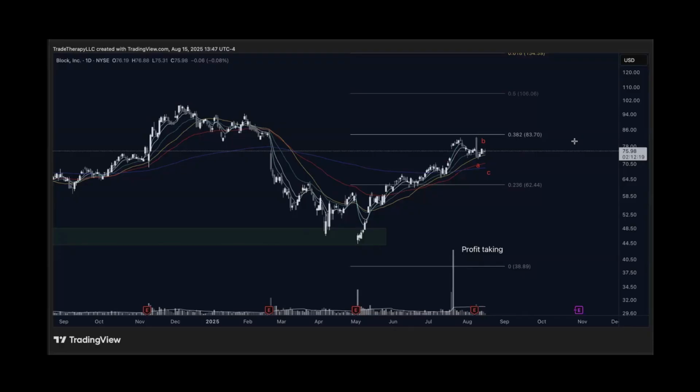So where does this leave us? Cycle stage is late stage reaccumulation. Short-term roadmap, we'll finish this corrective C wave down here. Long-term roadmap is higher Fibonacci targets once absorption is complete. The big takeaway is that weakness in XYZ is tactical. It's not terminal. Institutions are just managing their campaign. They're not abandoning it. For traders, that means respecting the potential flush, but stay aware that this is just the staging for the next advance.